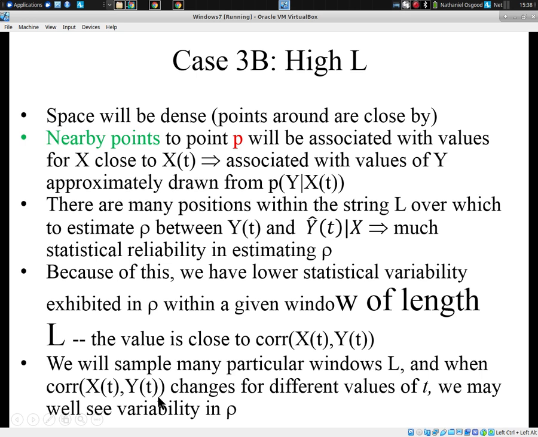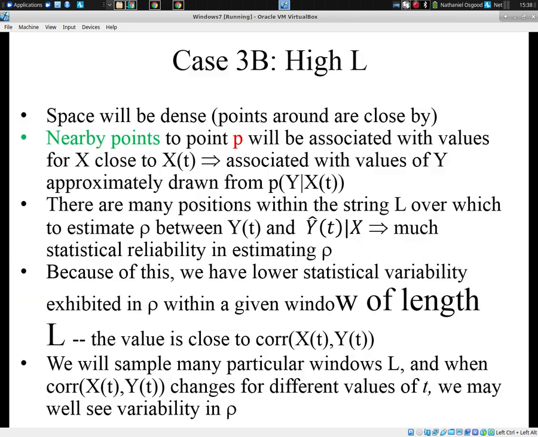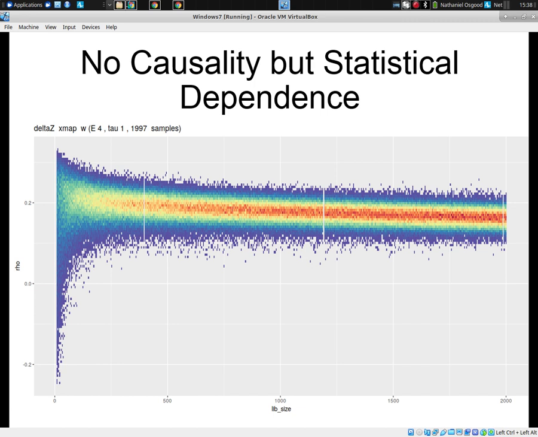But essentially, we're going to get a value of rho that reflects this correlation between X and Y, and it's going to converge to that correlation between the two. It's going to converge to something given by that correlation as we consider values of L. And so early on, there's a lot of statistical variability for low L. As we consider larger L, we're going to get it converging onto something that indicates the statistical dependence.